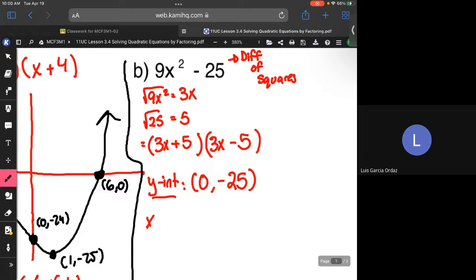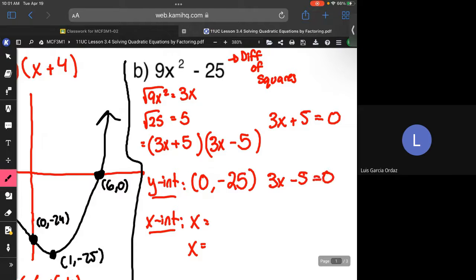Now, what are my x-intercepts? Let's see if you guys can figure this one out. So remember, we have to set each bracket equal to what? And then you have to isolate for x. Let's see if you guys can isolate these for 0 and tell me what you get for x. One would be negative 5 over 3, and the other one. So x is equal to negative 5 over 3, and x is equal to positive 5 over 3.